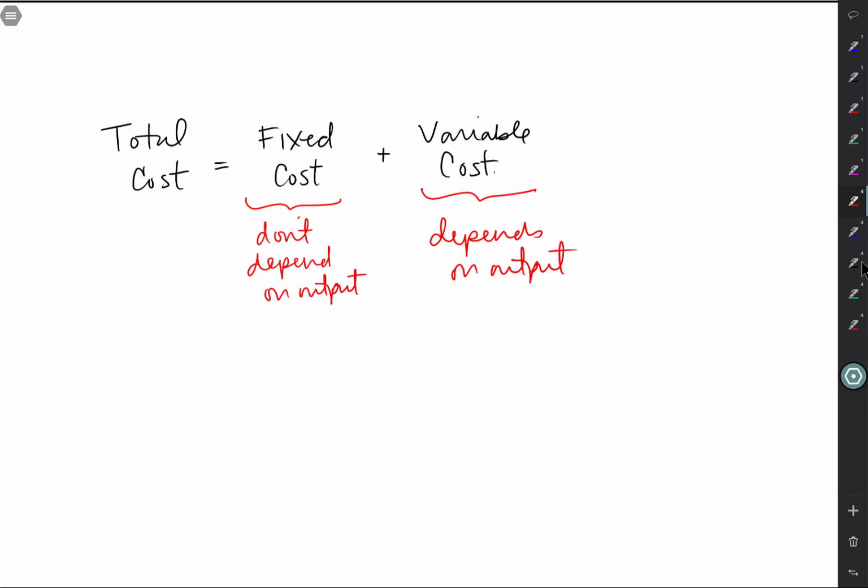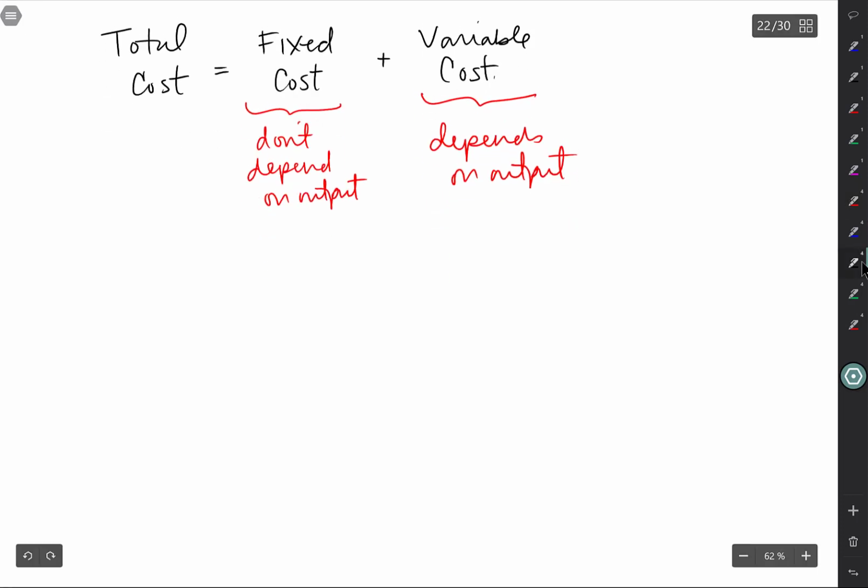But variable costs are a choice. You can choose whether or not to employ more workers. So it depends on your output. If you want to make a lot of burgers, you're going to need a lot more tomatoes. You're going to need a lot more buns. These are variable inputs. You're going to need more workers the more people you want to serve. All right, so total cost is equal to the sum of fixed costs plus variable costs. And we're actually going to just use abbreviations here. We're going to say total cost is equal to fixed costs plus variable costs.